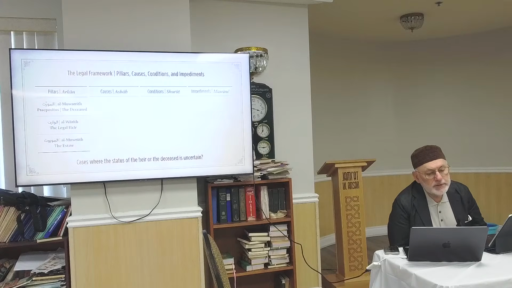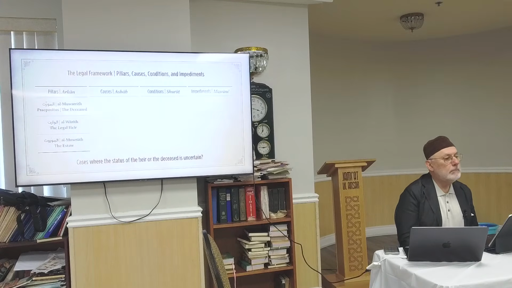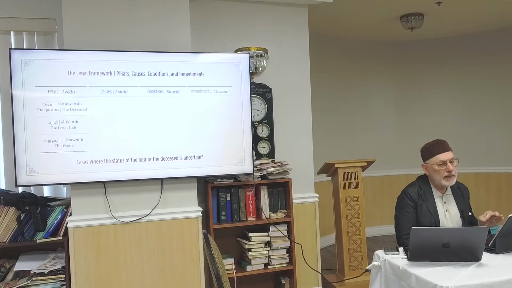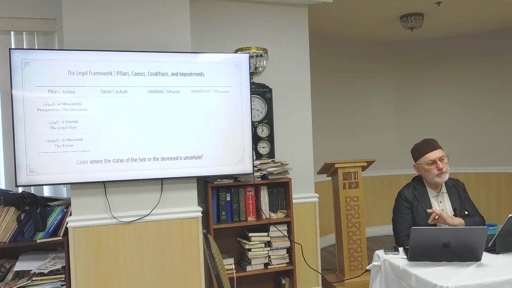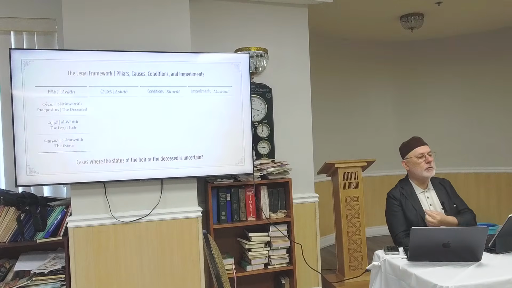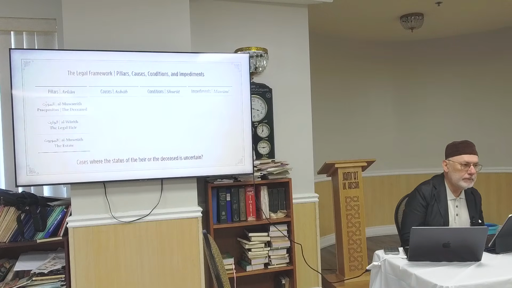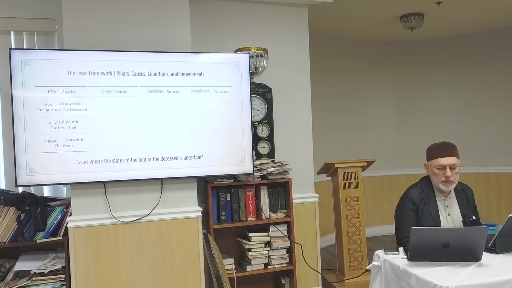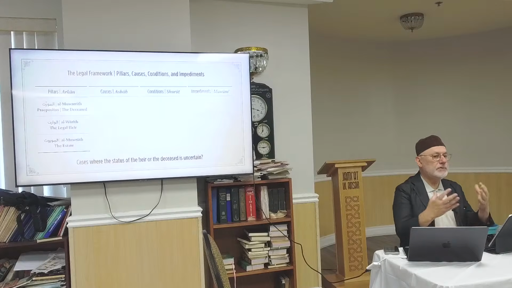Also, we need to have a waris, a legal heir, i.e. we need to be certain that the legal heir was alive at the time of death of the deceased. Because if they die before, they are not heirs anymore. And we need to have a maruth, an estate. We need to have some kind of asset, some kind of money that we can distribute.